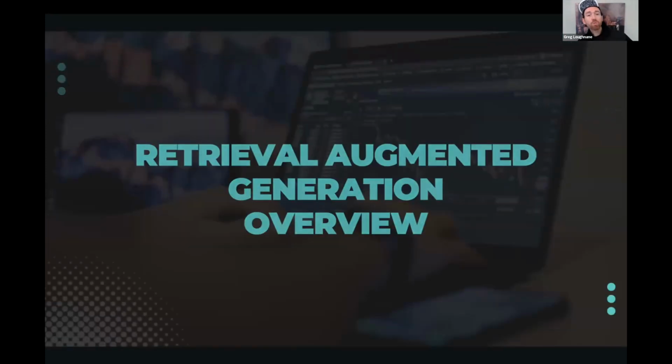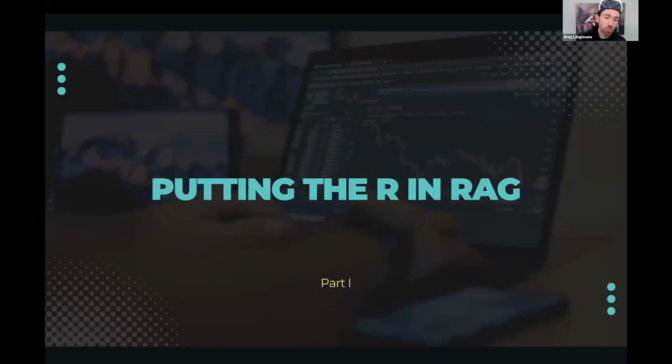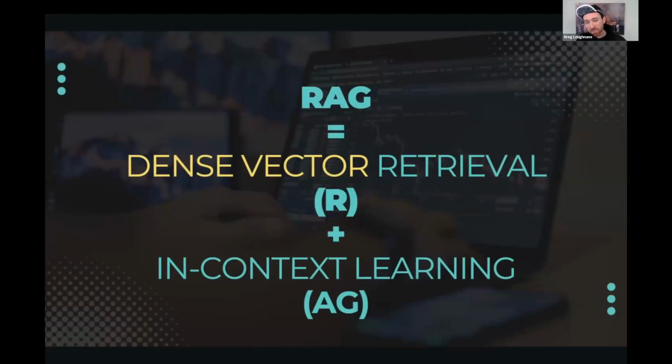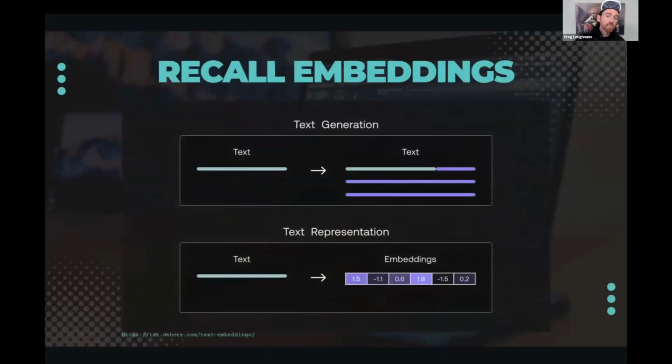So what is RAG? Well, RAG is, as we like to break it down, dense vector retrieval and in-context learning. The R in RAG comes first. So let's go part 1 on the R in RAG. RAG is, first off, dense vector retrieval. One of the most commonly misunderstood things is a classic NLP thing, the idea of turning words, text, into numbers, embeddings. This is going to allow us to view words in an embedding space relative to one another.